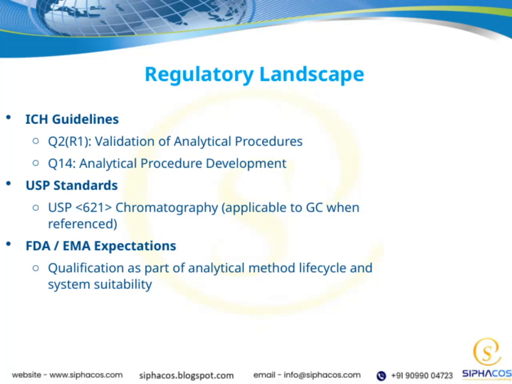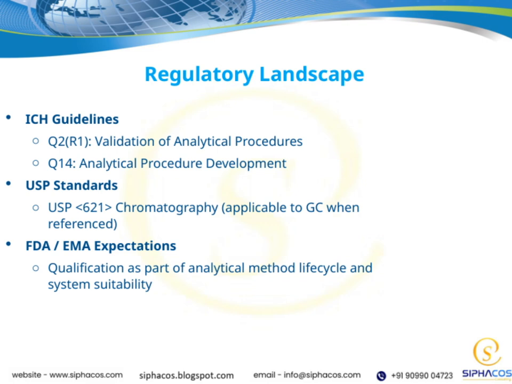Let's take a closer look at the regulatory landscape that guides our analytical work. First, we have the ICH guidelines, which are globally recognized standards. For example, Q2(R1) focuses on the validation of analytical procedures, emphasizing the importance of ensuring our methods are reliable and reproducible. Then there's Q14, which deals with the development of analytical procedures, helping us optimize and understand our methods from the ground up. Moving on, USP standards also play a crucial role.